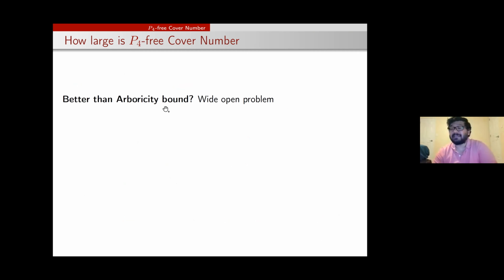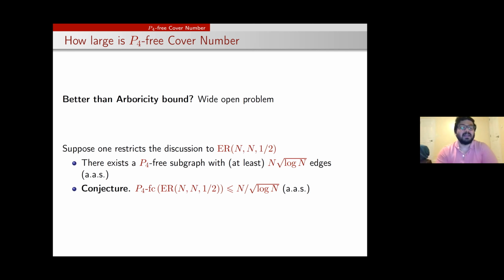So can we get something better than the arboricity bound? This is an open problem. However, I have a conjecture that I can state here. We can show that in addition graphs, where every edge is included uniformly and independently with probability half, there is a P4-free subgraph with at least n square root log n edges. This leads to the following conjecture, and I think this is true, that it is at most n by square root log n. And I want to emphasize that we have proven that the cover number is at least n by log n. So the difference is between n by log n and n by square root log n.